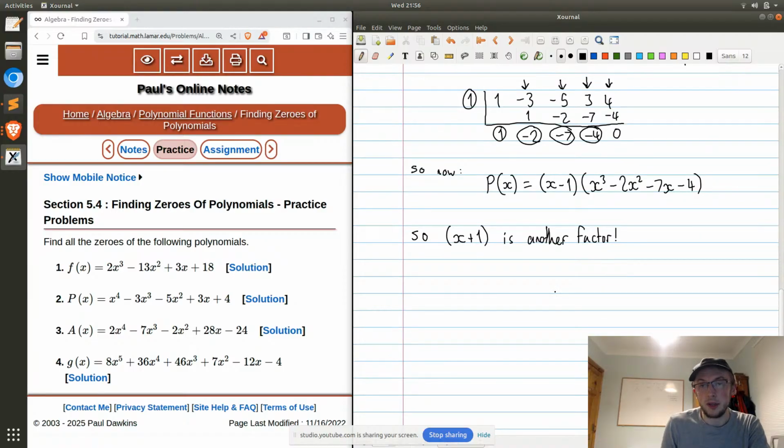And what I'm going to do is I'm going to divide that cubic right there by x plus 1 using synthetic division. So here I go. So I grab the coefficients now, the 1, the -2, the -7, and the -4. And here I grab the -1. You remember that synthetic division only works when you're dividing by something which looks like x minus a number. And this is a plus sign right here, so I have to put a -1 right there.